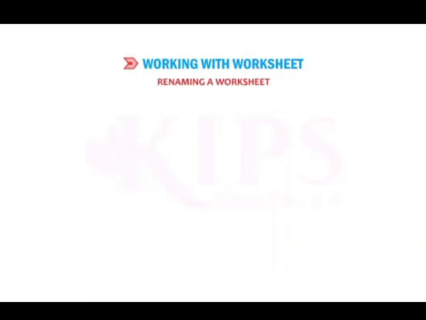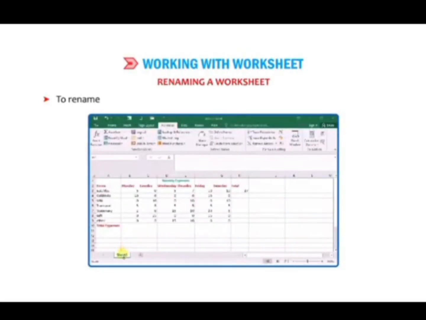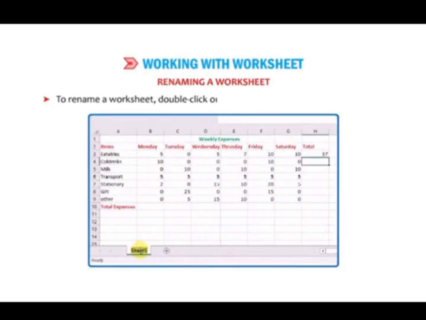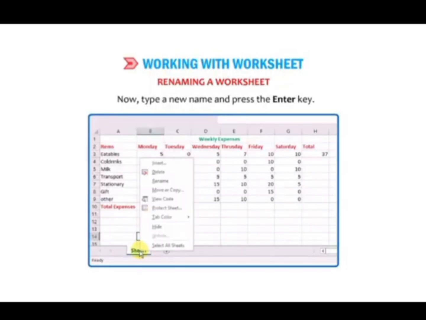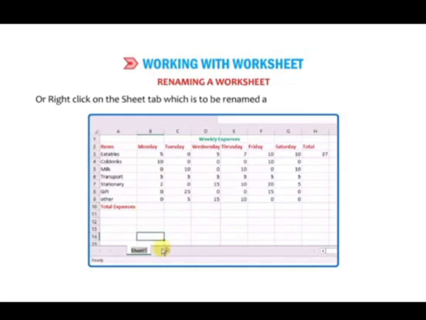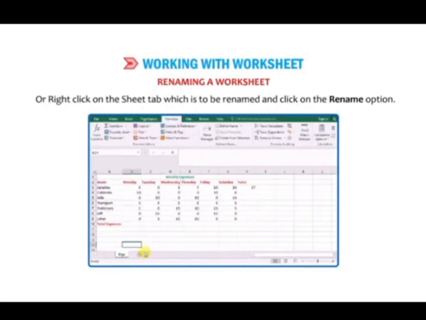Let us learn how to rename a worksheet. To rename a worksheet, double-click on the Sheet tab that you want to rename. It will be highlighted. Now type a new name and press the Enter key. Or right-click on the Sheet tab which is to be renamed and click on the Rename option.